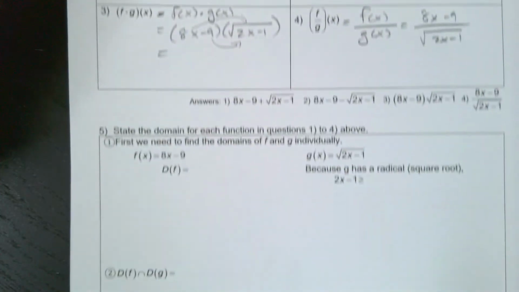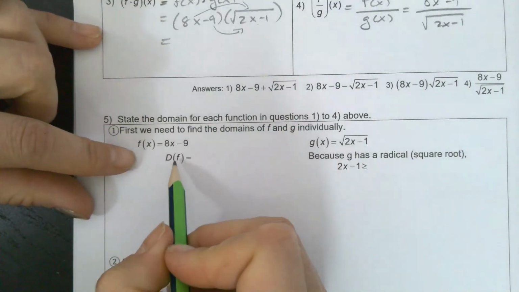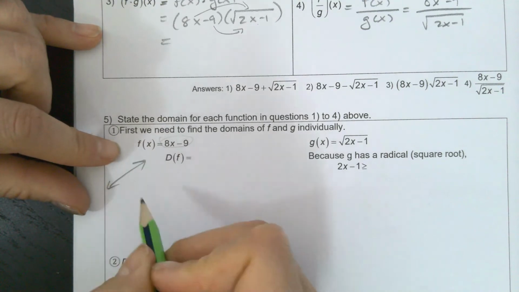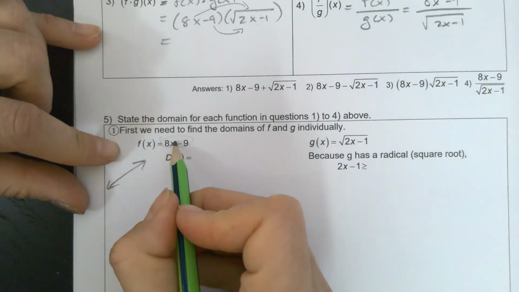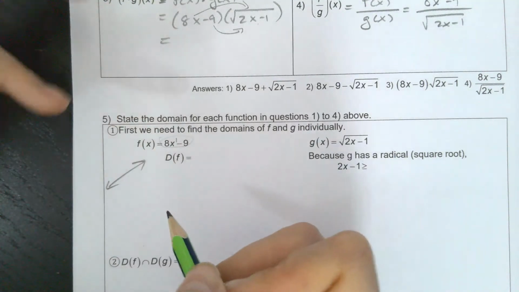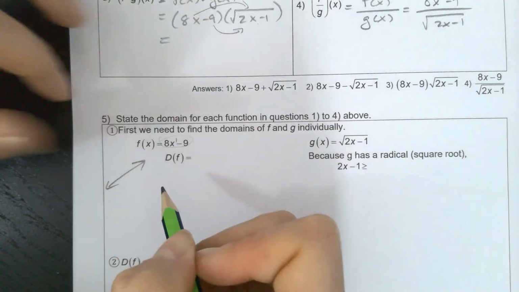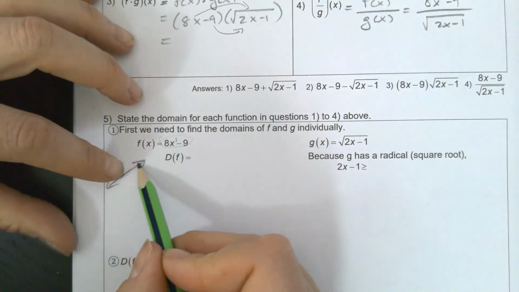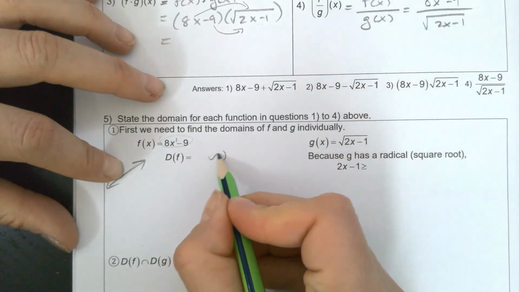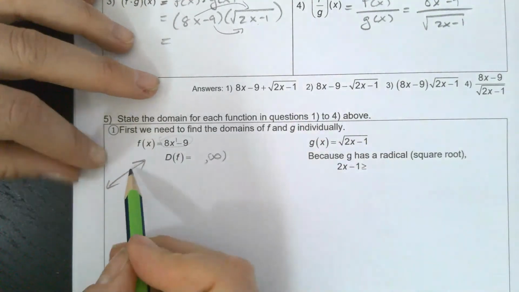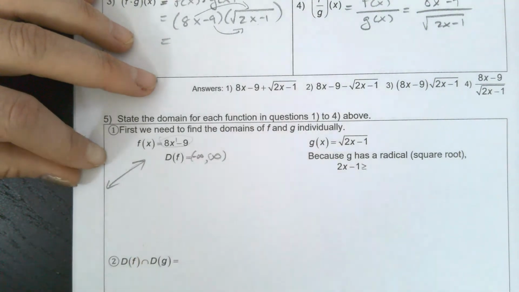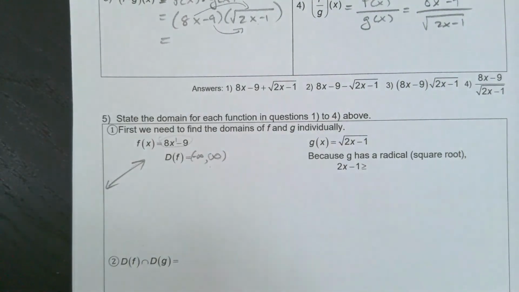So first we have to find the domain of f. Well, this is just a straight line. You say, how do I know? The exponent on x is a 1. Okay, so that means that this is just a straight line. So what is the domain of a straight line? Well, it goes forever and ever in this way, so it's going to use all the positive values of x. And it goes forever and ever this way, so it's going to use all the negative values of x. So that's my domain of f.